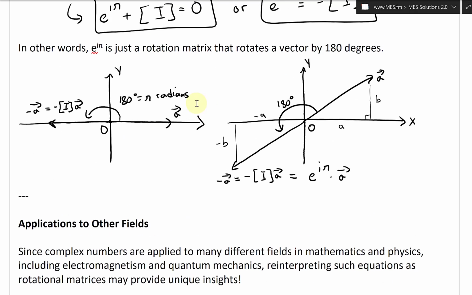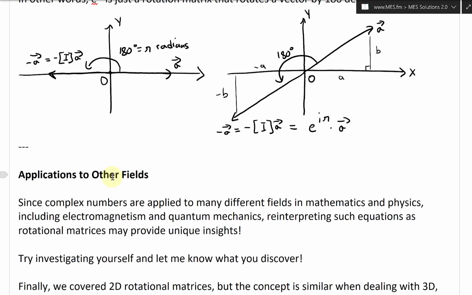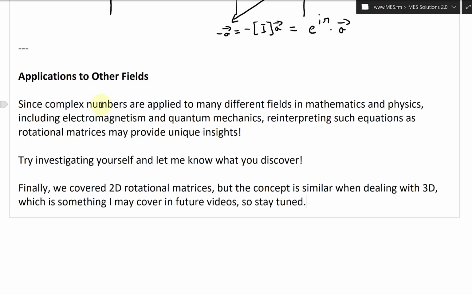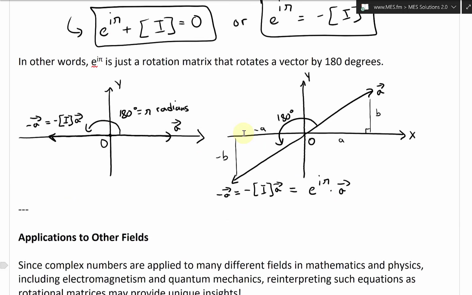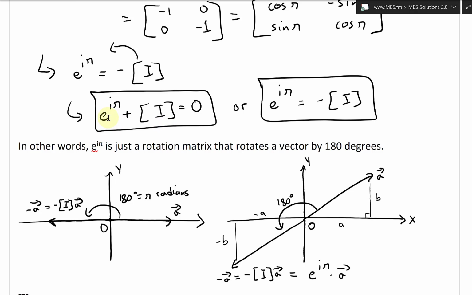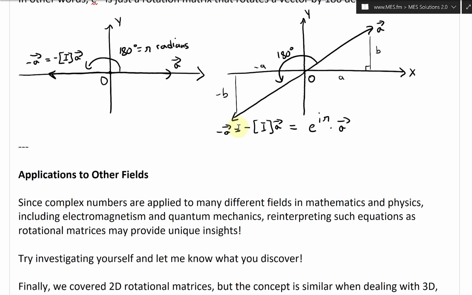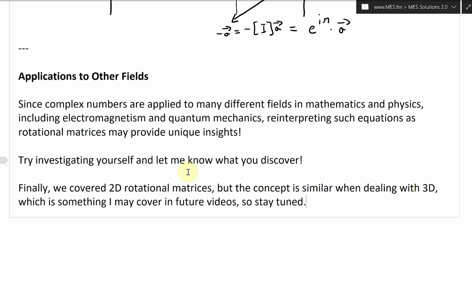All right, now we're pretty much done the video, just the last section right here. So let's keep going. Application to other fields. Since complex numbers are applied to many different fields in mathematics and physics, including electromagnetism and quantum mechanics, reinterpreting such equations as rotation matrices may provide unique insights. So try investigating yourself and let me know what you discover, especially for electromagnetism. The same way that we changed Euler's formula into a rotation matrix is basically a 180-degree rotation.